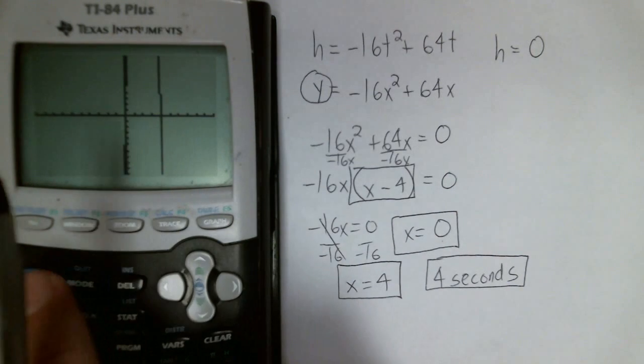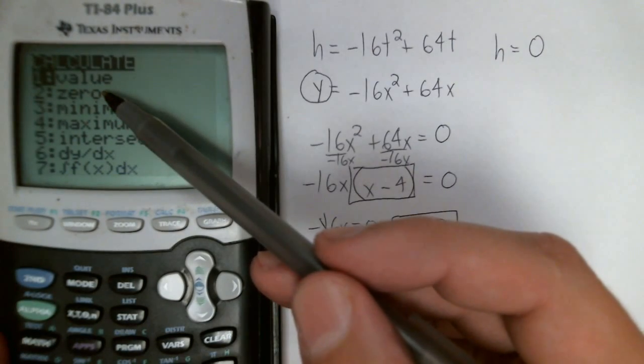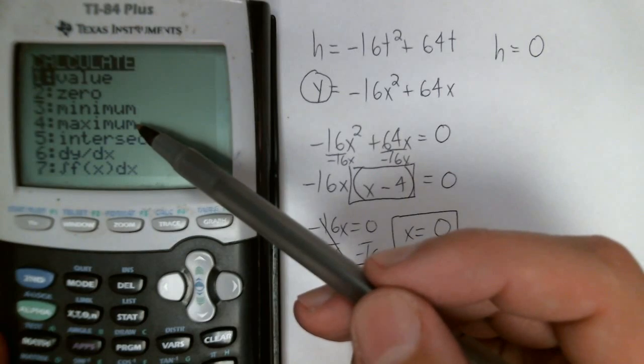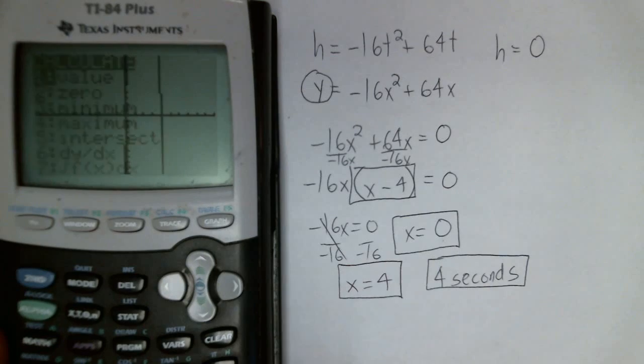Now to find Mr. Spidey, I'm going to go second, calc. Now here you've got to make a choice. Am I trying to find the zero, or am I trying to find the min or the max? I don't care about the vertex. I want the x-intercepts. I'm going to select option 2 for the zero.